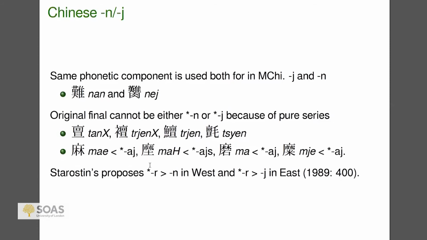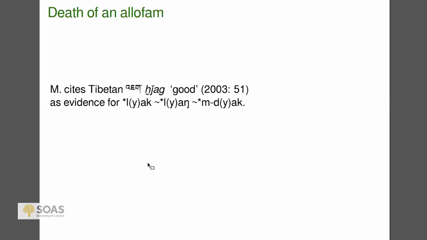So in any case, now you've seen an example from English, an example from Sanskrit, an example from Chinese of interdialectal variation. And I think that some of Matisoff's proto-variation can be explained along these lines. So he reconstructs a root that means good, where he gives three forms, liak, liang, and midyak, and points to Tibetan jak as evidence for this.